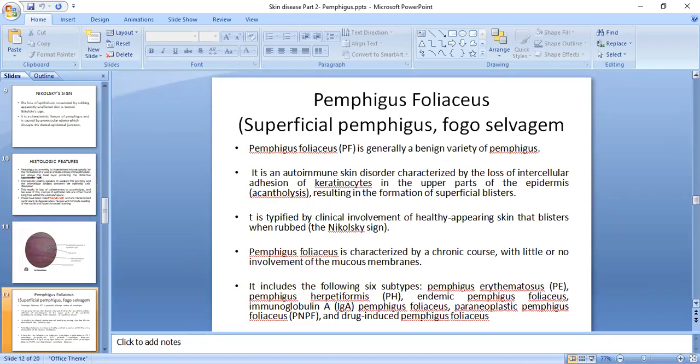Next, let's take up Pemphigus foliaceus. So it's generally a benign variety of pemphigus. It is an autoimmune skin disorder characterized by the loss of intercellular adhesion of keratinocytes in the upper parts of the epidermis, resulting in the formation of superficial blisters. It shows clinical involvement of healthy appearing skin that blisters when rubbed. As I've already told you about the Nikolsky sign, Pemphigus foliaceus is characterized by a chronic course with little or no involvement of the mucous membrane.